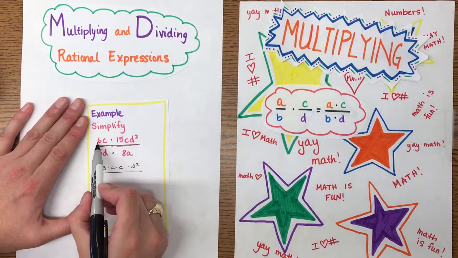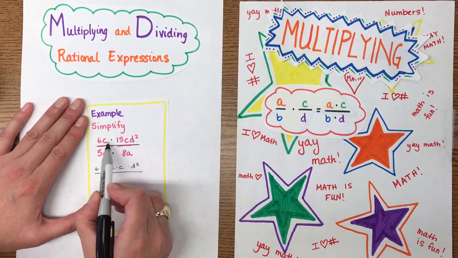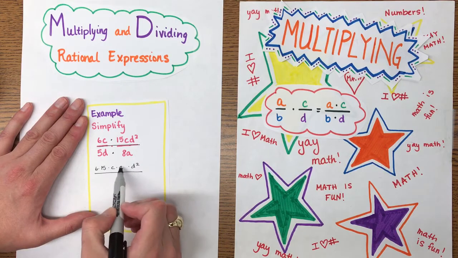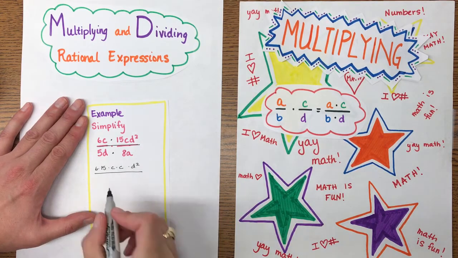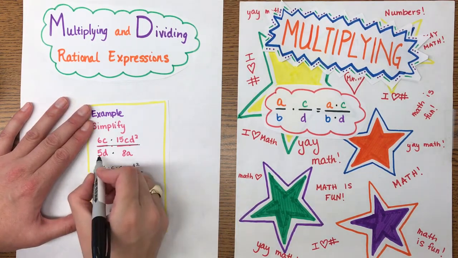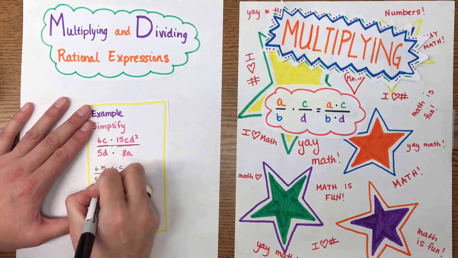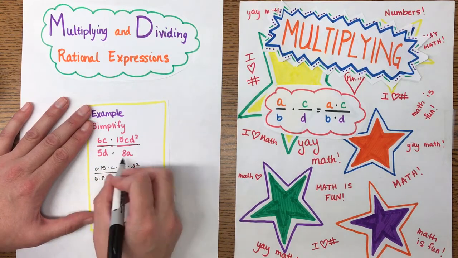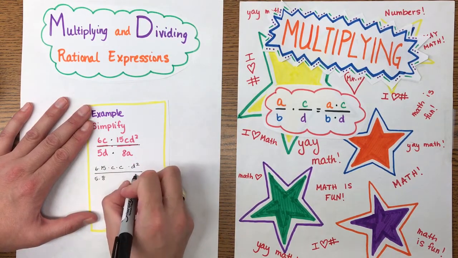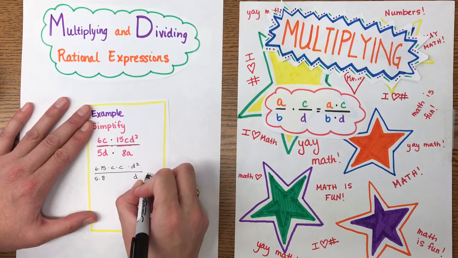So in the numerator, I had 6 and 15, which are just numbers. C and C are the same variable, and D squared, so I've got them on top of each other. 5 and 8 are numbers, so I'm going to put them here. I don't have any C's. I have a D, and I have an A.